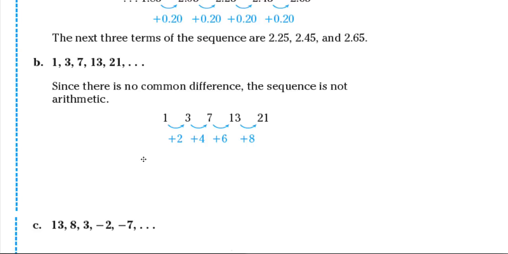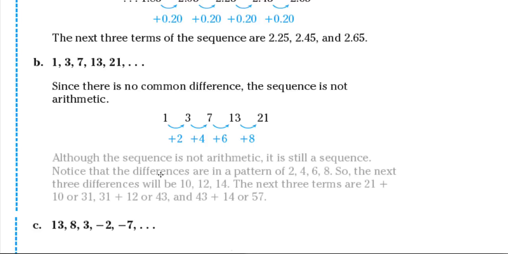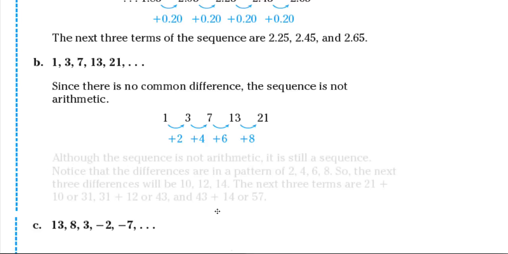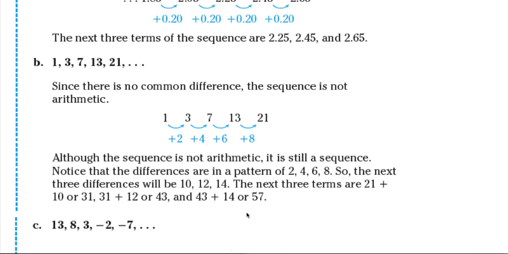But even if it's not arithmetic, it is still considered to be a sequence. Notice that the differences are in the pattern 2, 4, 6, 8. So the next three differences will be 10, 12, and 14. Therefore, we can now predict the next three terms. The next three terms are 21 plus 10, or 31, 31 plus 12, or 43, and 43 plus 14, or 57. So those are the next three terms.